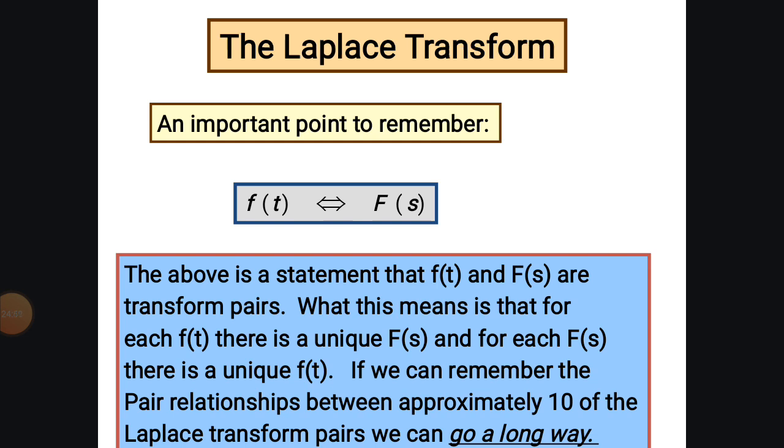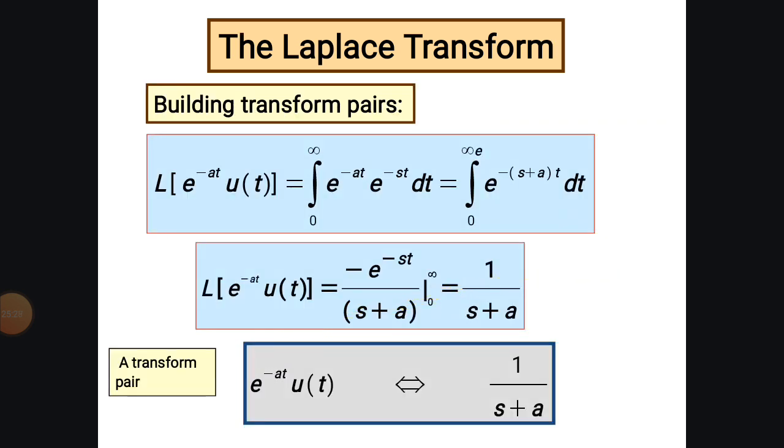Here is one important point to remember. f of t gives you F of s, the Laplace transform. And if you use the inverse Laplace of F of s, it will give you f of t. The statement is that f of t and F of s are transform pairs. What this means is that for each f of t there is a unique F of s, and for each F of s there is a unique f of t. If we can remember the pair relationship between approximately 10 of the Laplace transform pairs, then we can go a long way. There are actually 10 formulas we have to remember.